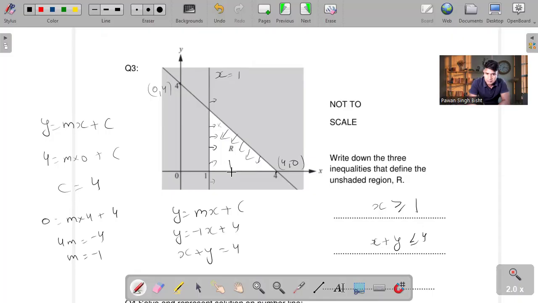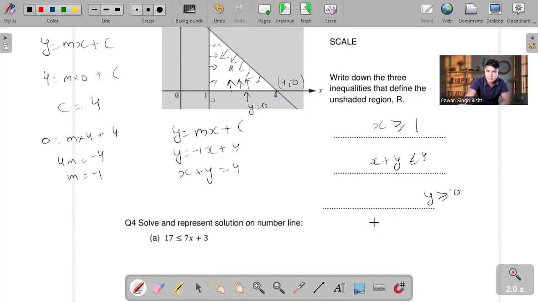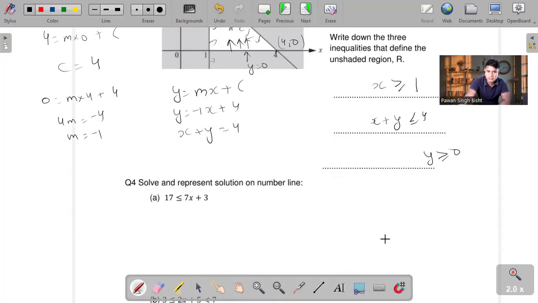And next, the portion which is above this line. So y greater than or equal to 0, because this is the x-axis. The equation of the x-axis is y = 0. So this portion is above the x-axis, so y greater than or equal to 0. So these are the three inequalities which satisfy my condition, right?